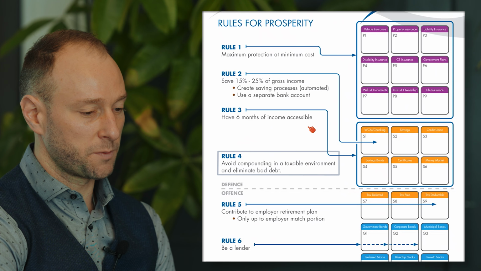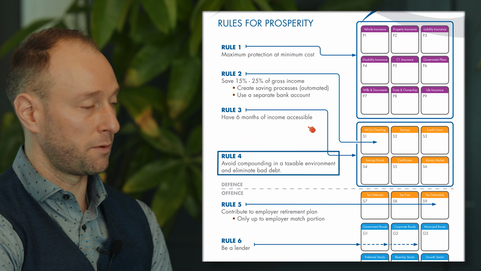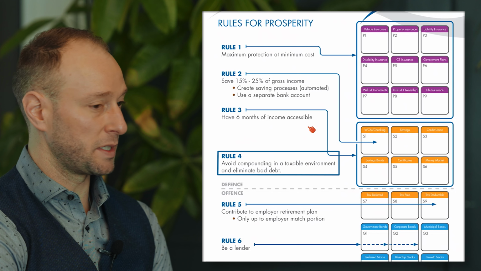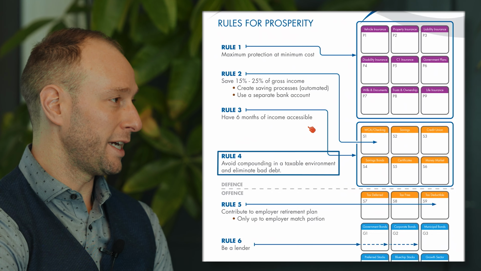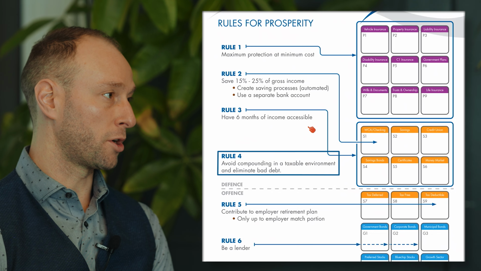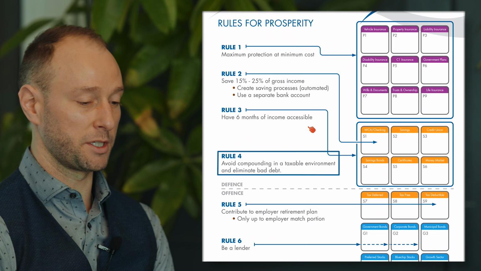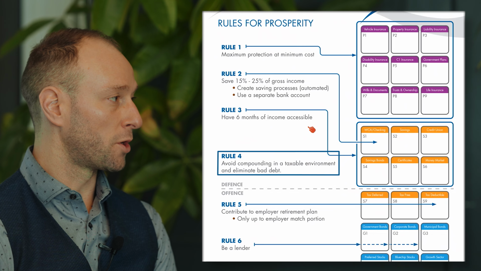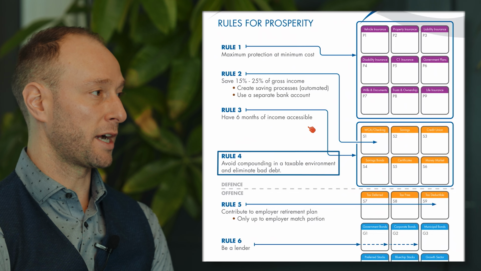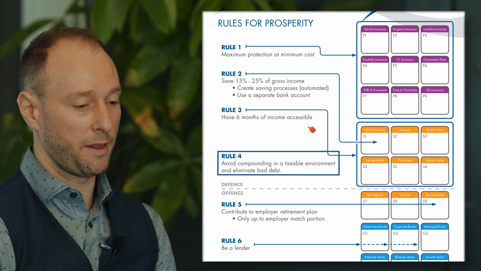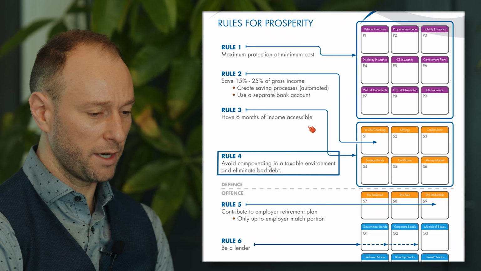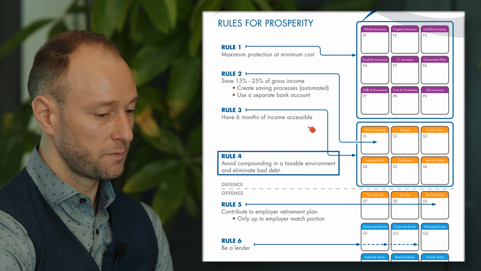Rule number 4 is we want to avoid compounding in a taxable environment. So tax is the number one eroding factor, and it's very hard to grow money long-term in a taxable environment. It's almost nearly impossible. So, of course, we want to utilize all of our tax-efficient products first, and then we will look at how do we eliminate growing in that taxable environment in other ways. And, of course, eliminate bad debt.